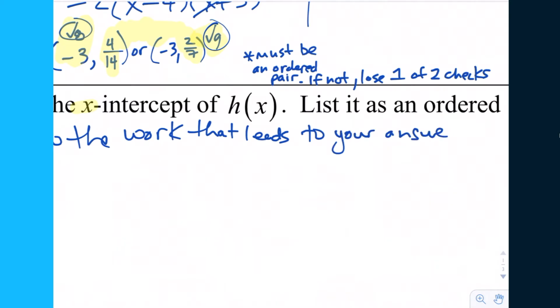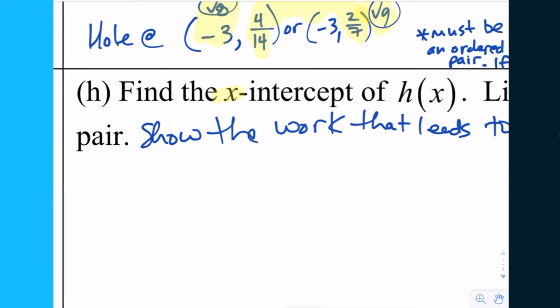And so if I did that, you would have to first show me this, h of x equals 0. That would earn a check right there on the test, because an x-intercept is the same thing as a 0, as a root, and it's a solution to the equation h of x equals 0. They are all the exact same thing.